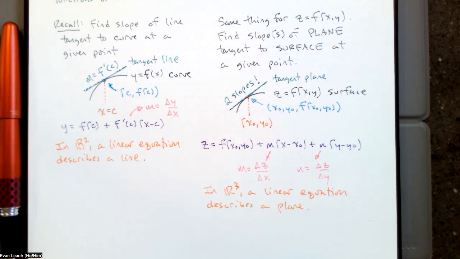We are doing the same thing. We are approximating our curve with a line, or we are approximating our surface with a plane. We are approximating our function with a linear function. We're approximating our funky function with a linear function near a point. This only applies, this is a local thing. When you look close enough, everything is flat.